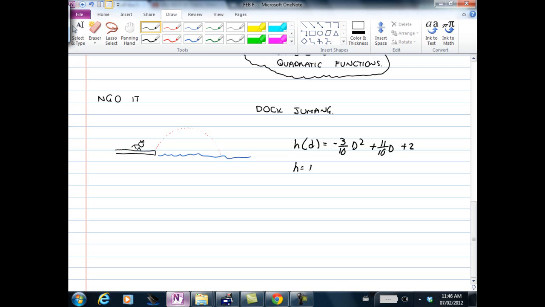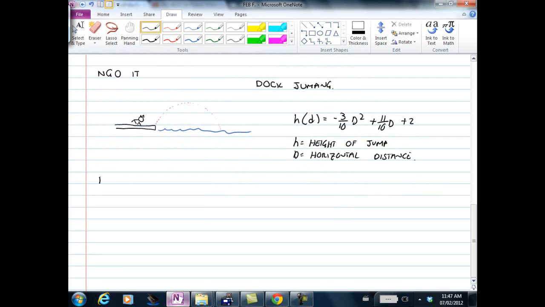H is the height of your dog. Height of jump. D is your horizontal distance. The question is this: if the dog is going to run and jump, calculate the horizontal distance. Find horizontal distance. So how far does this dog jump?